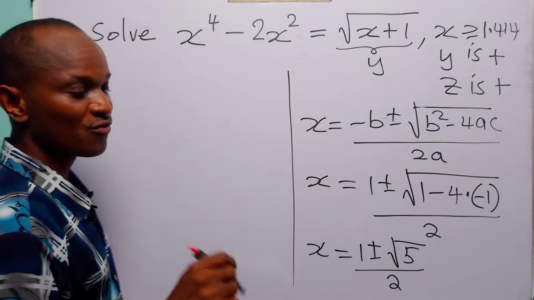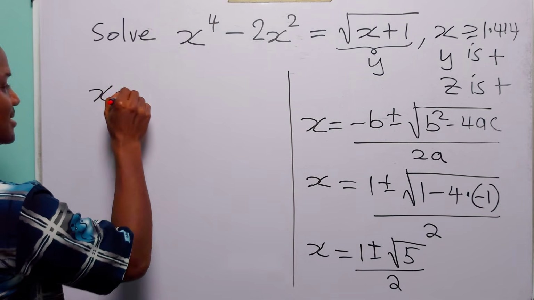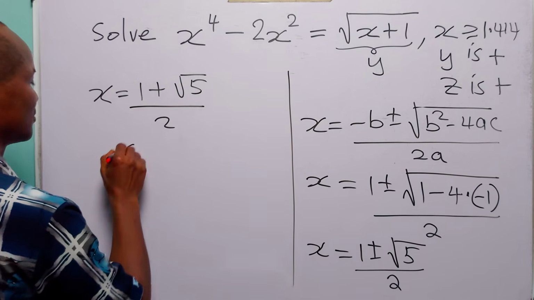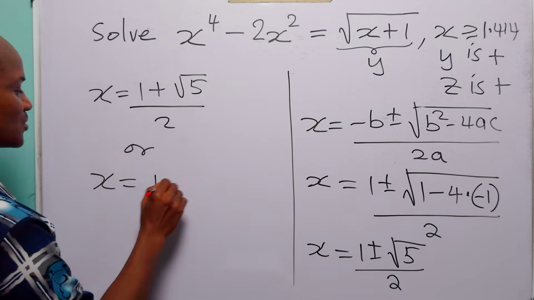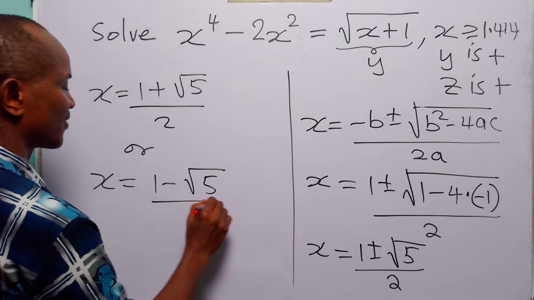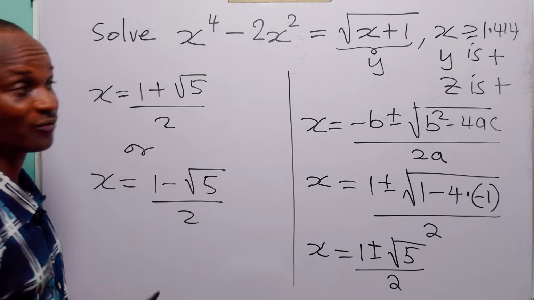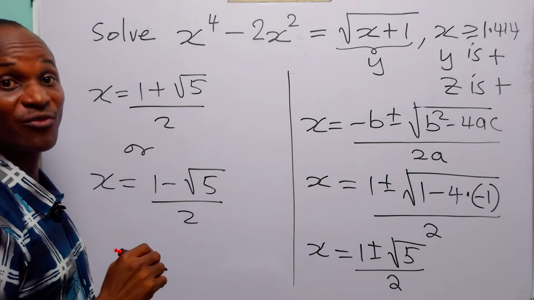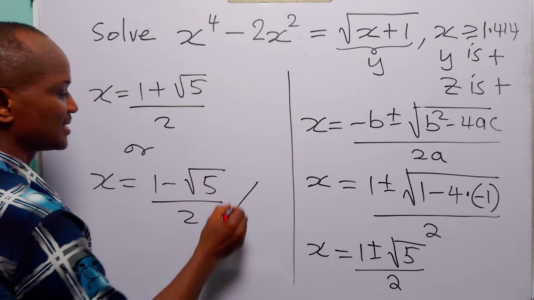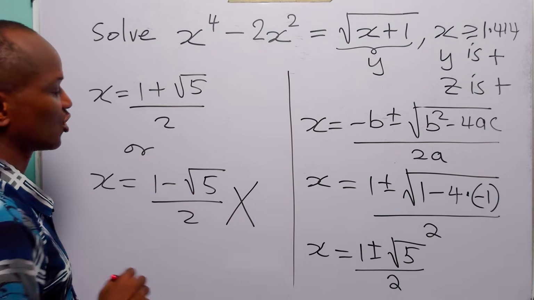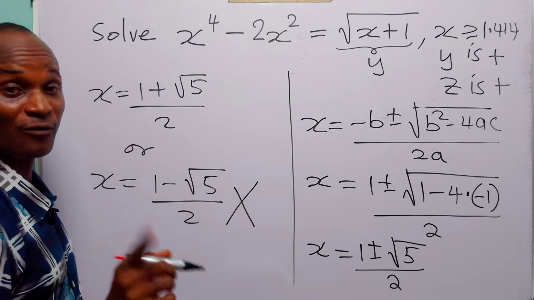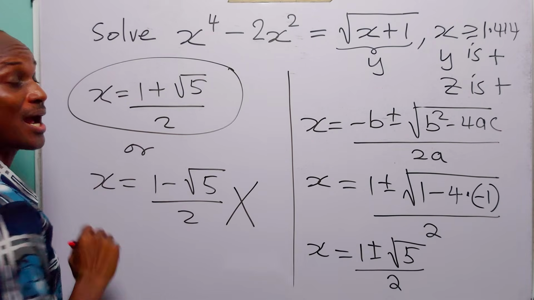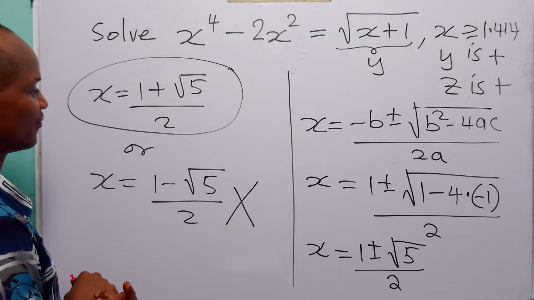From here, we have two values for x. We have that x is equal to 1 plus root 5 over 2, or x is equal to 1 minus root 5 over 2. But of course, you know that x must be greater than 1.414. So this value of x is not acceptable. The only value of x that satisfies this equation is x equal to 1 plus root 5 all over 2.